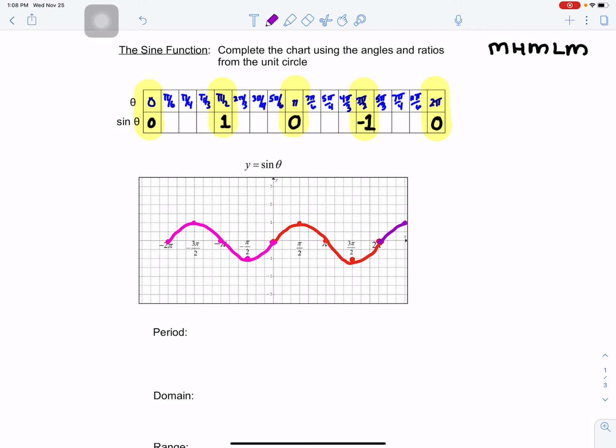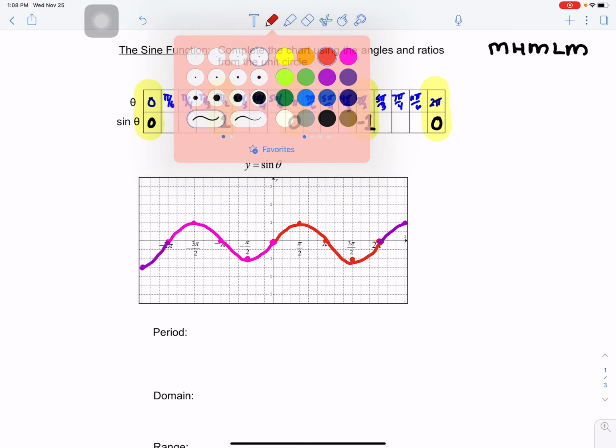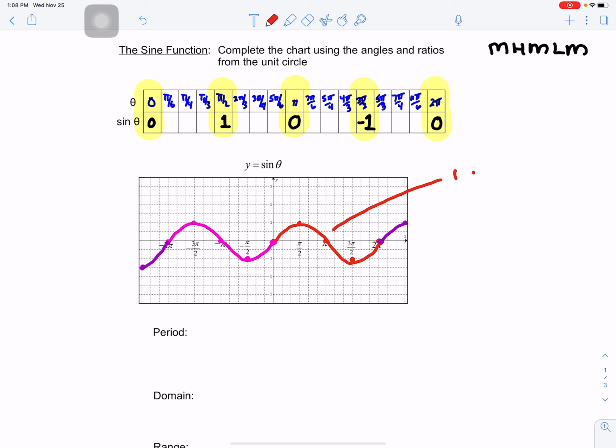And then middle, high, middle, low, middle. So there's the middle and the low. So there's my graph on this side. One cycle would be represented in red, or even the pink. That's one cycle of y equals sine theta.